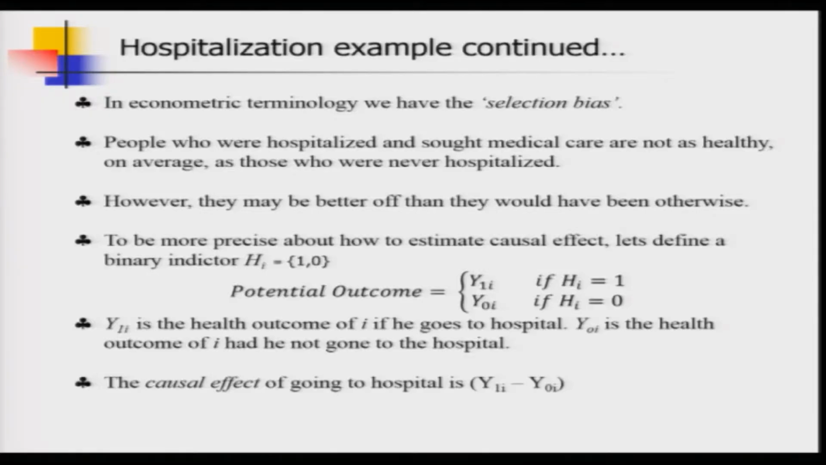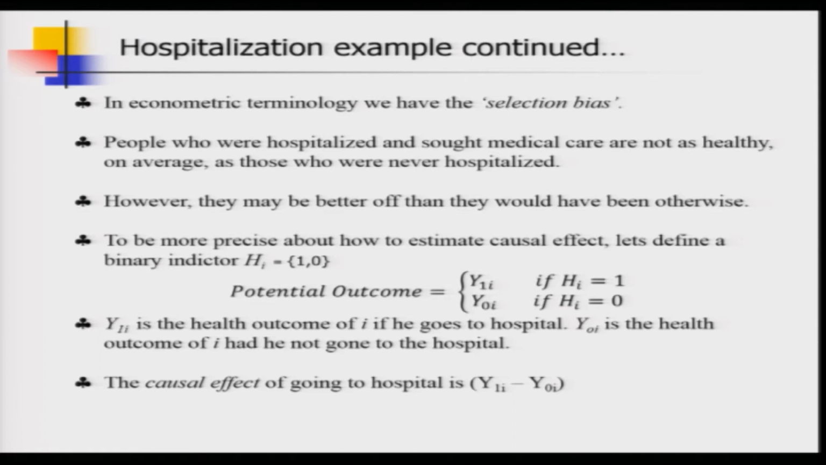So, let us now continue with that hospitalization example. There could be self selection bias, right. People who were hospitalized and sought medical care probably were not very healthy on average compared to those who did not choose to be hospitalized. So, this self selection bias is coming from the unobserved heterogeneity or the omitted variable. Okay. So, now what can we do?